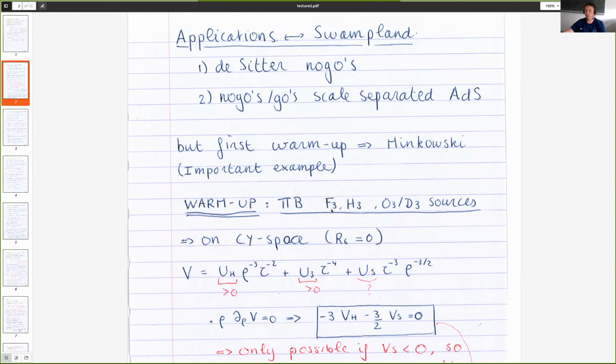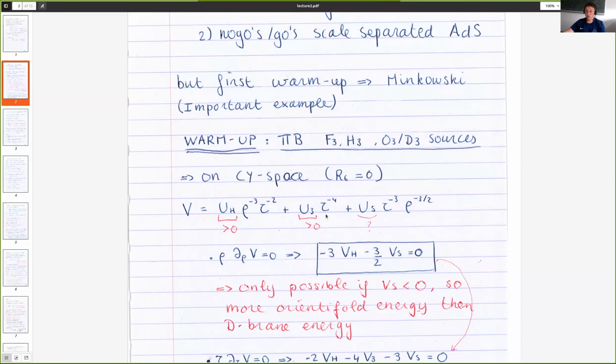There is a term coming from the H flux, which has this scaling with rho and tau. From the F3 flux, we know this is strictly positive, right? Because these are flux densities. They correspond to positive energies. And then there is the bit given by the source, so the O3, D3. And it scales in this particular way with rho and tau.